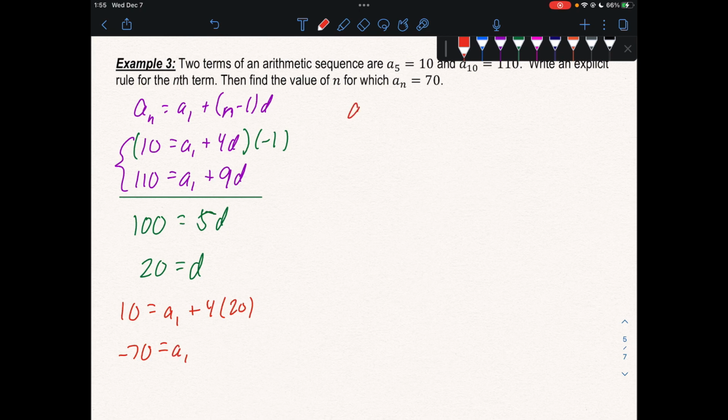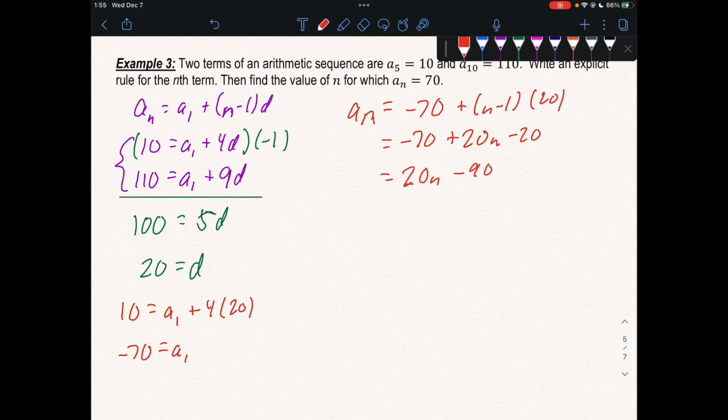All right, so now I can write out my nth term: negative 70 plus n minus 1 times 20. Or negative 70 plus 20n minus 20. Or 20n minus 90. So that is my nth term.